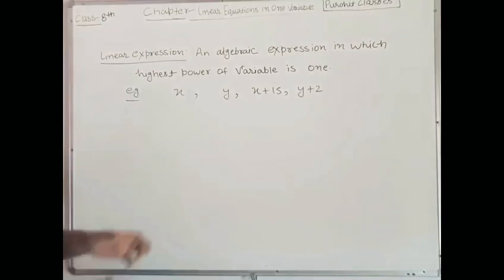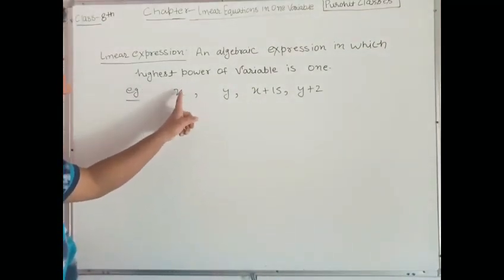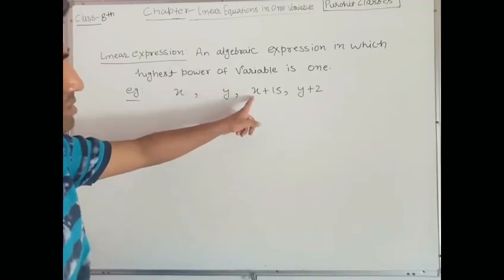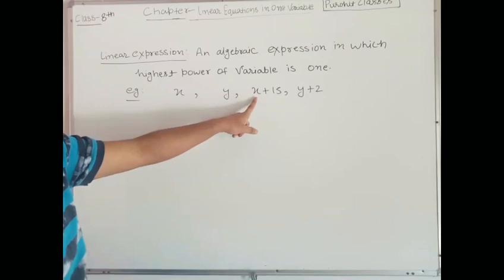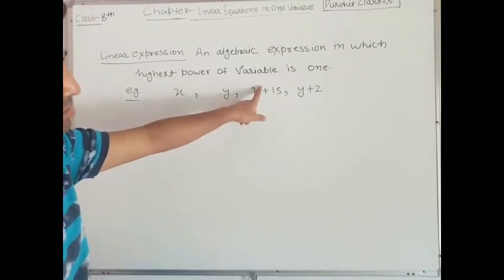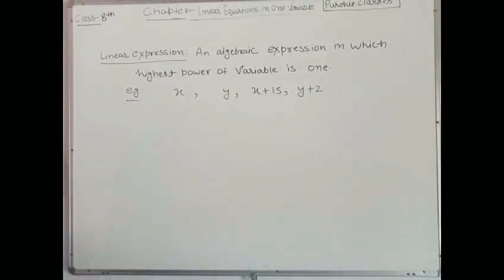So these all are expressions. Like in this expression, what is the power of x? That is 1. Highest power of variable is 1. Here the power of y is 1. Here it contains two terms, x and 15. And what is variable? Variable is x. And what is its power? That is 1. So these all are the examples of linear expressions.